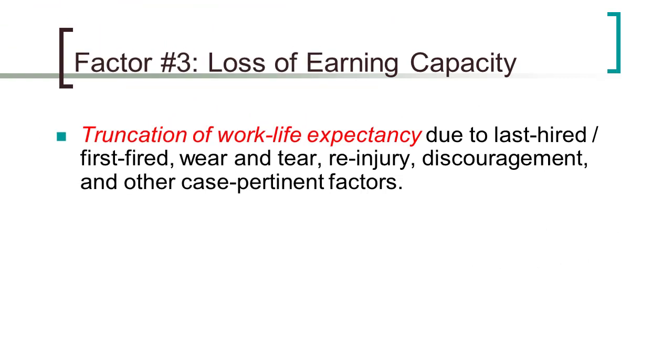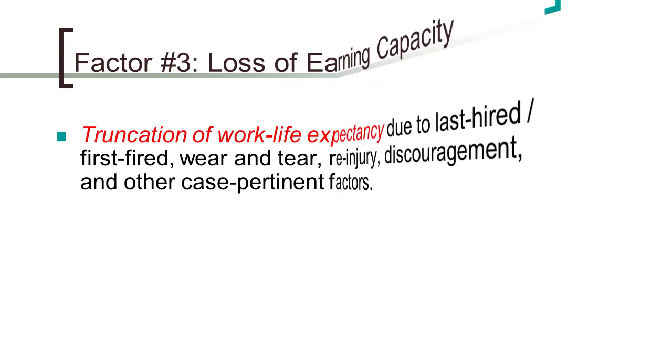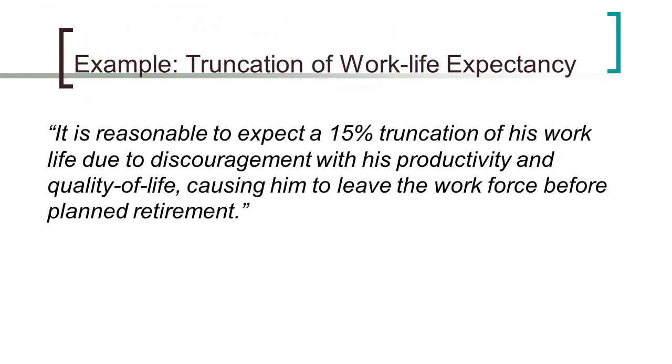The third factor to consider with loss of earning capacity has to do with what we call truncation of work-life expectancy. People with disabilities tend to be out of employment more often and for longer periods of time, and also leave the workforce earlier than people without disabilities. Based on a wide range of factors, we estimate this to be 15%. We expect that Peter will leave his career about 15% earlier than he would have without his functional limitations.